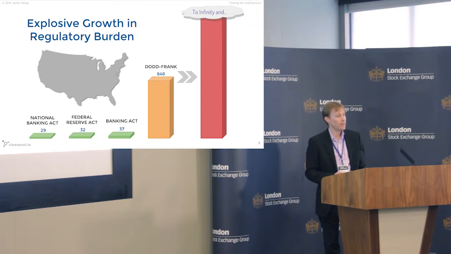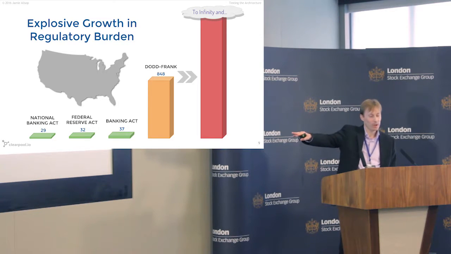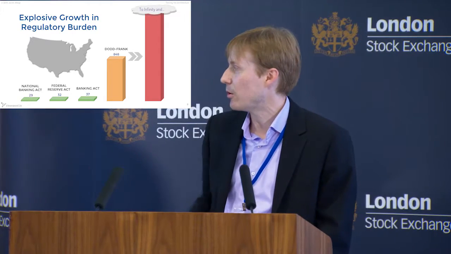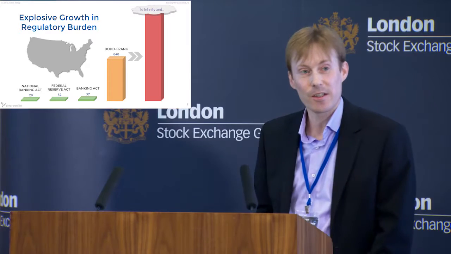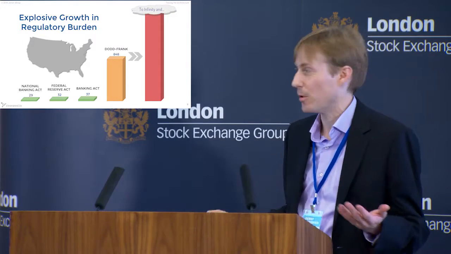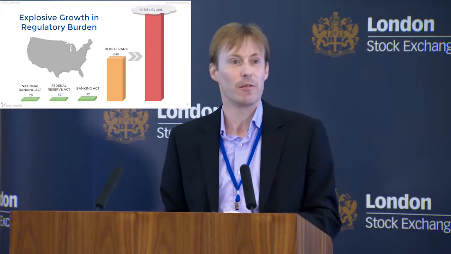So we've also seen an explosive growth in this regulatory burden. And if we look across the pond to the US, it's a good example. What we see down here in the bottom are three of the primary banking acts for the US. So the National Banking Act 1864, 29 pages that said this is how the banking system should work. In 1917, this was updated, 32 pages, the Federal Reserve Act.